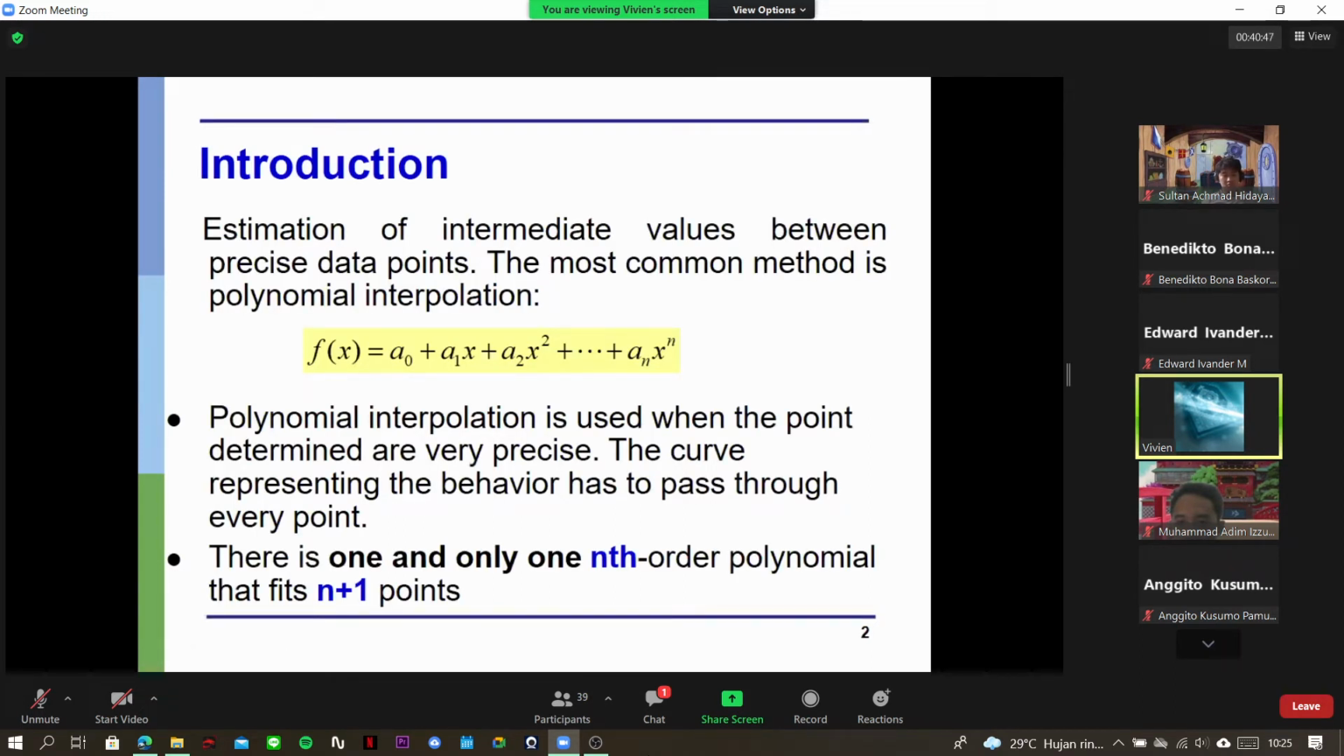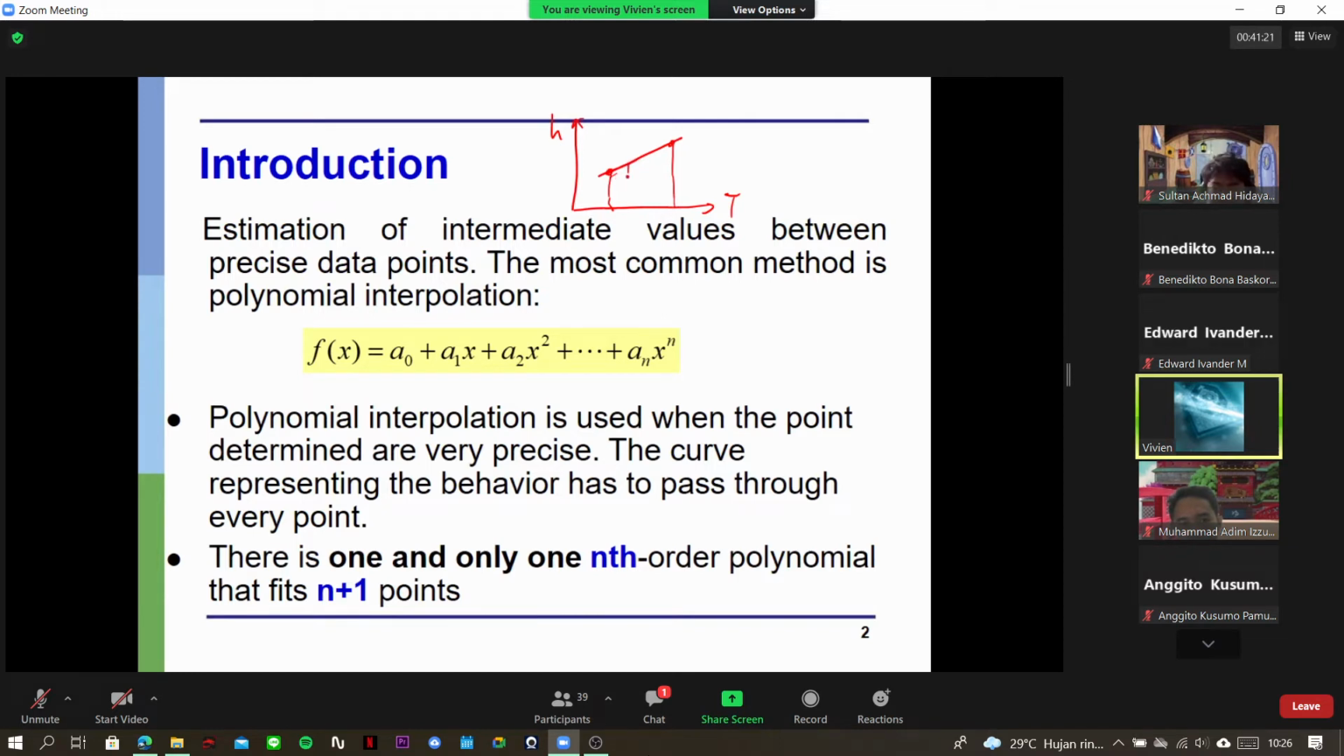So this is an estimation of intermediate value between precise data points. It means that we have data points and we need to find the intermediate values. Now, the simplest one that we use in thermodynamics is a linear line. For example, here we have the temperature, and we want to find, say, the enthalpy. Say we have one point here and we have another point. The simplest one is just to connect those two points with a linear line.